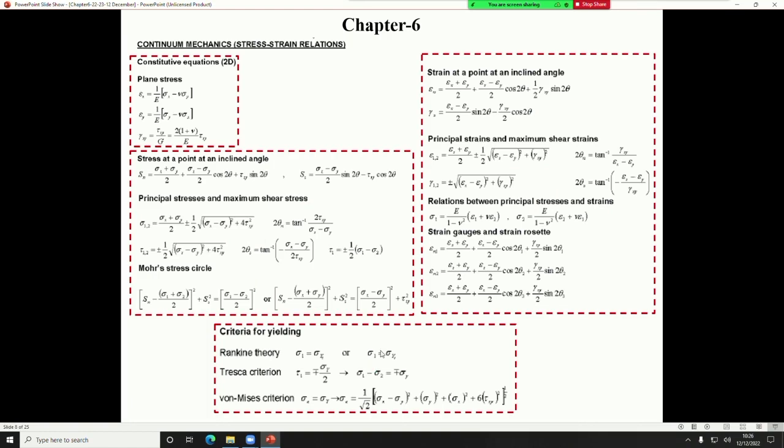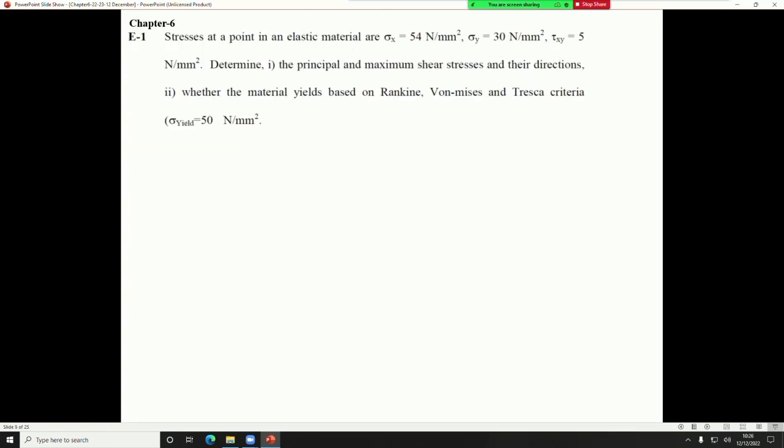So this was a brief summary of what we covered in this course from chapters 1 to 6. Are there any questions in relation to the equations I've got for you here? Okay. So I'm going to solve a couple of examples which are left from chapter 6, and then we move on to solving some exam style questions.